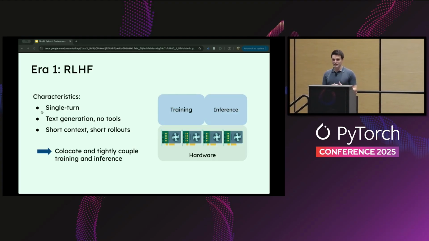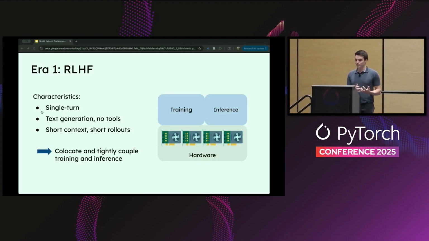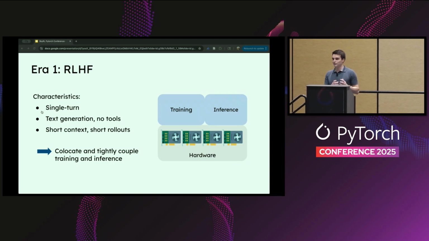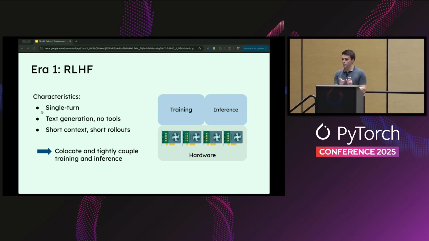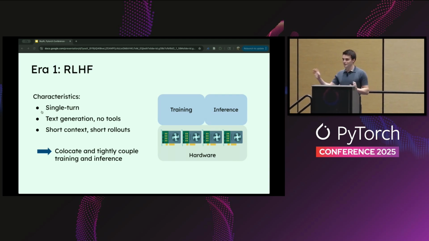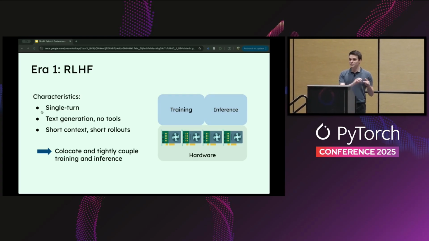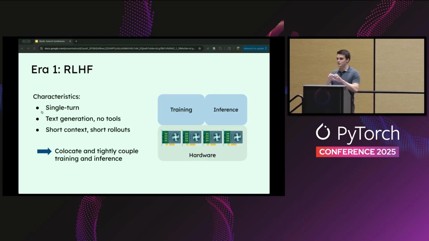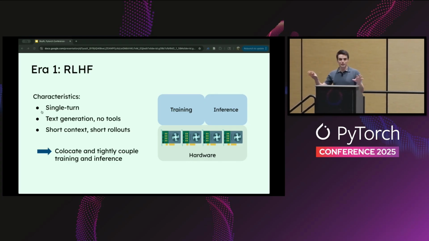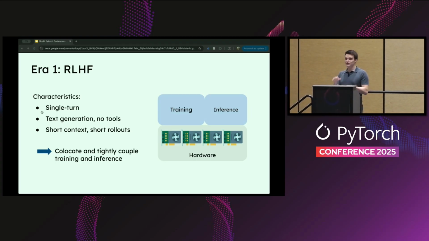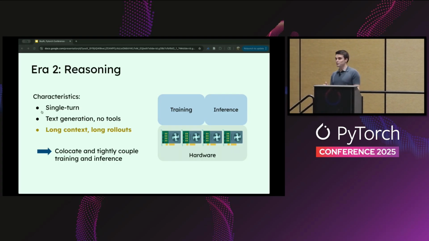And so what this meant is that it made a lot of sense to collocate and tightly couple training and inference. The reason for this is that the workload on either was relatively small compared to, again, today's standards. And so the time to sync your updated policy model weights from the training workers to the inference workers, if you would place them on separate GPUs, ended up being a pretty significant portion of the overall training loop time. And so folks co-located these. They put training workers and inference workers on the same GPUs and hot swapped between the two as you progressed throughout the training.